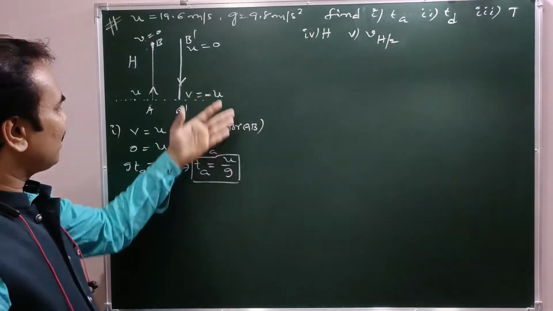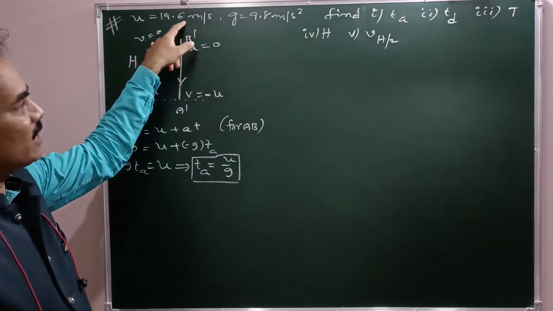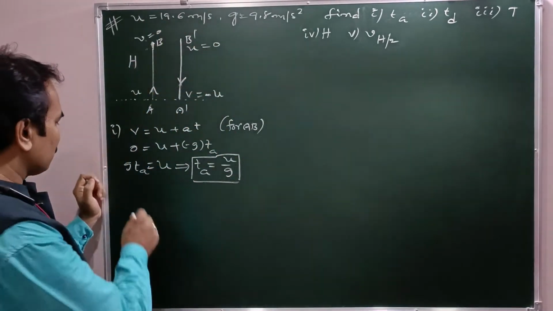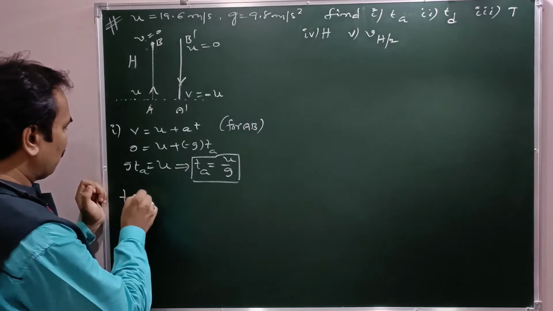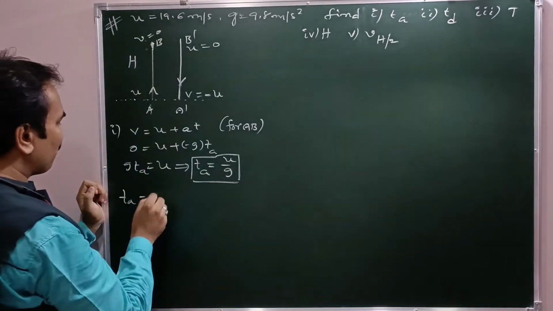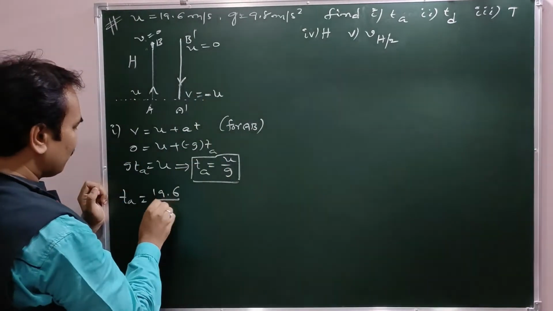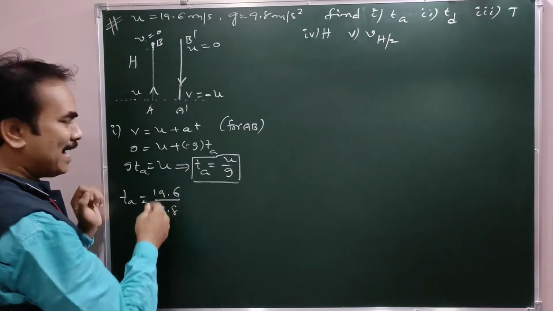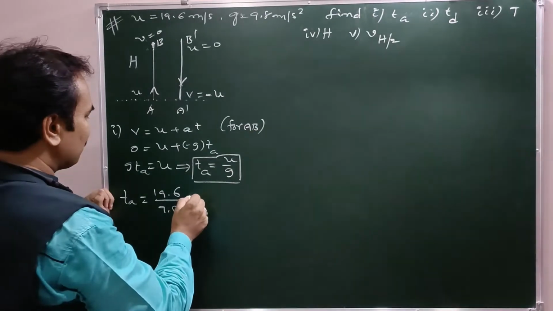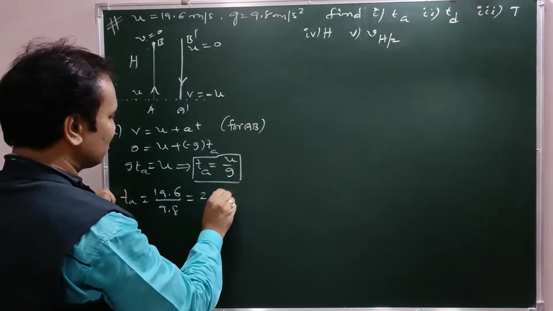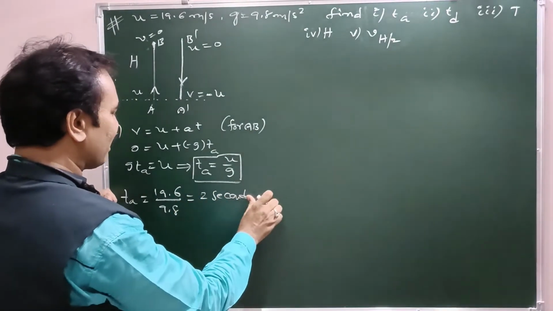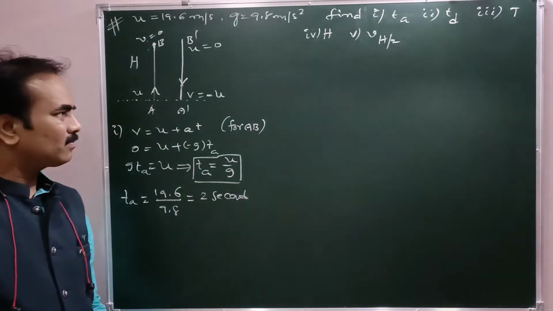Now, what is the time of ascent? See here, 19.6 meters per second is the initial velocity. So TA equals u by g. u means 19.6, divided by g, which means 9.8. So 19.6 divided by 9.8 is 2 seconds. Right?